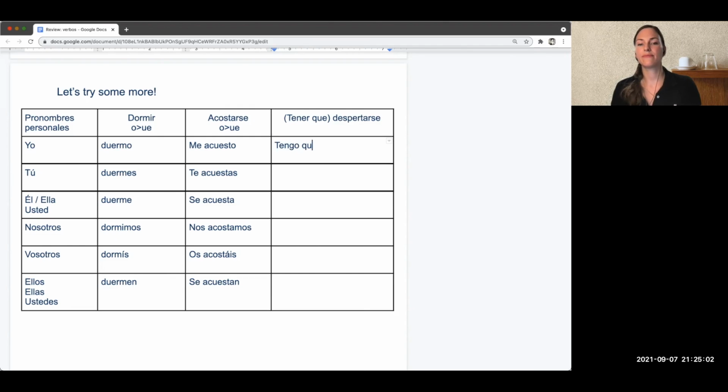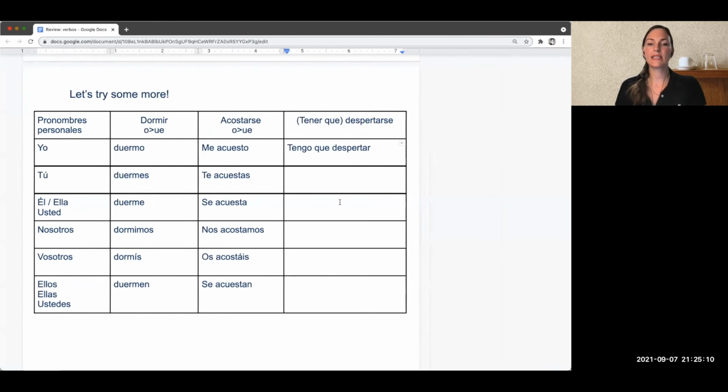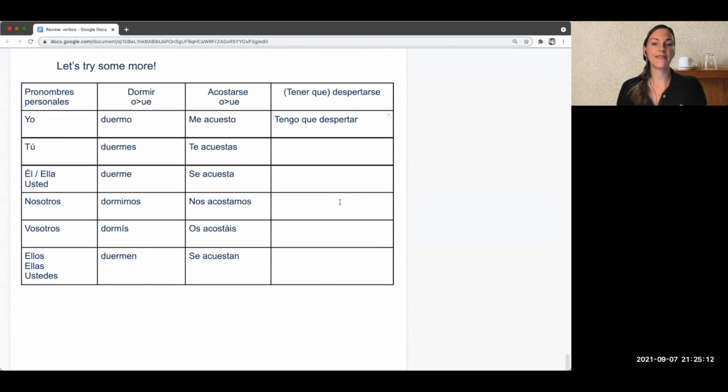Tengo que. Okay, so now all these we're going to keep despertar. That's our second verb. We don't want to change it, but I need to change the reflexive. So how do I say I have to wake myself up? Despertarme. Okay. Normally this has a stem change. Despierto. Me despierto. Te despiertas. Okay. But not as your second verb.